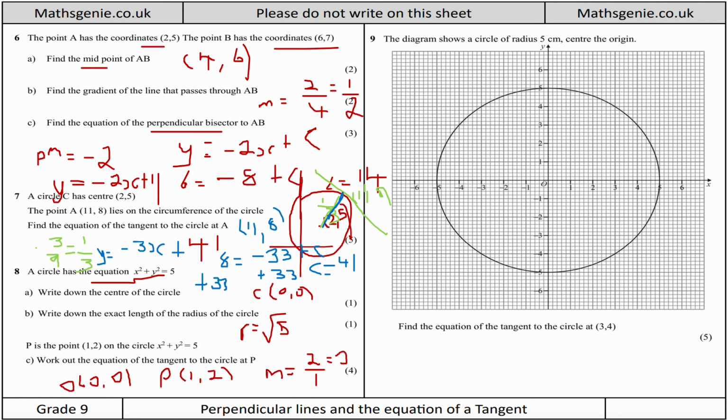The perpendicular gradient, which is the gradient of my tangent, is going to be negative a half. And it passes through the point 1, 2.